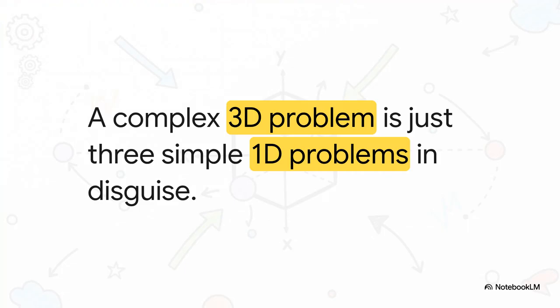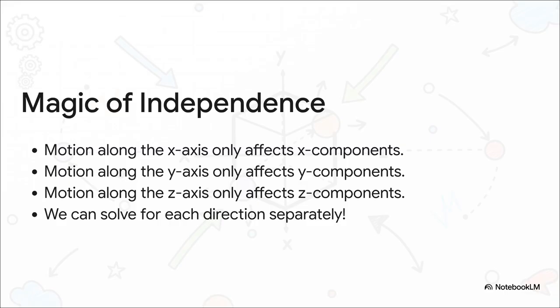And here it is. This is the big takeaway, the aha moment of this whole explainer. Any complicated motion in 3 dimensions is really just 3 separate, much simpler, one-dimensional problems wearing a trench coat. It's a disguise. One for the x direction, one for y, and one for z. Seriously, this is a total game changer. Now, why does this even work? I mean, it sounds almost too good to be true, right?